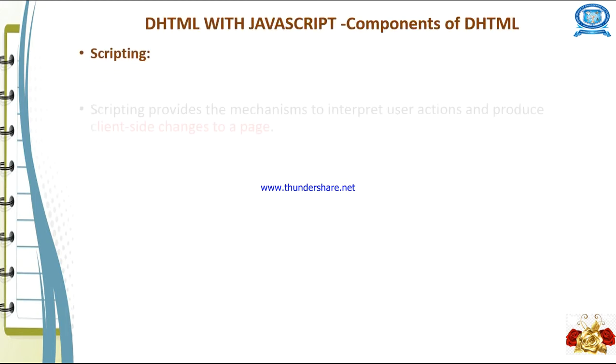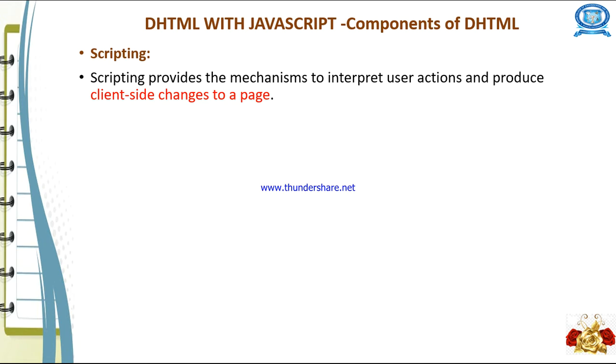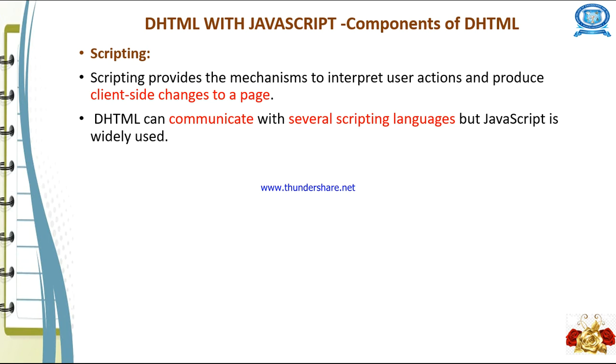Next one is scripting. Scripts provide the mechanism to interpret user actions and produce client-side changes to a program. All these processes are done on the client side, only for client-side programming. DHTML can communicate with several scripting languages, but JavaScript is widely used.